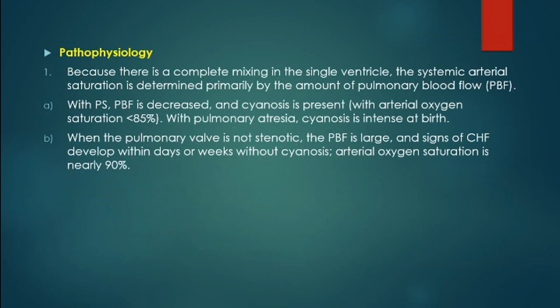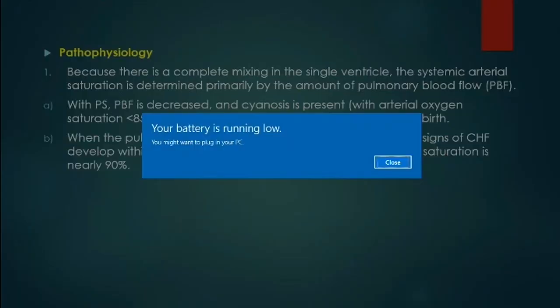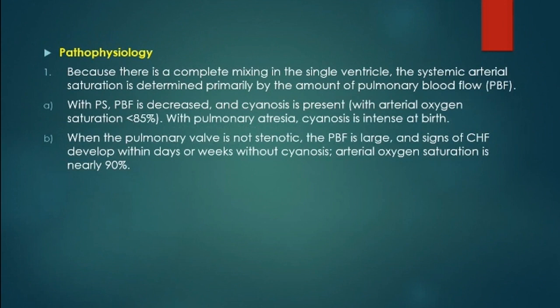However, the saturation is determined by the pulmonary flow according to the presence or absence of pulmonary stenosis or atresia. If it is present, then there is decreased pulmonary flow with cyanosis and saturation less than 85. If the pulmonary valve is atretic, this presents always by birth. If the pulmonary valve is not stenotic, then the pulmonary blood flow will be large, and there are signs of congestive heart failure very early in life, and saturation is usually above 90%.